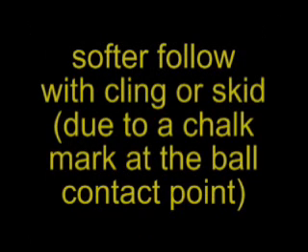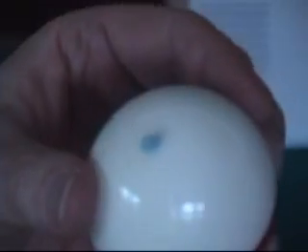Now we're going to look at what happens with cling or skid, where you have more friction than normal at the contact point between the balls. For example, if there happens to be a chalk mark there. The effect of cling is greatest at slower speeds. Now we've added a chalk mark applied with a tip.